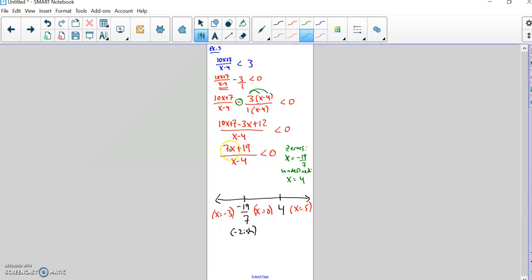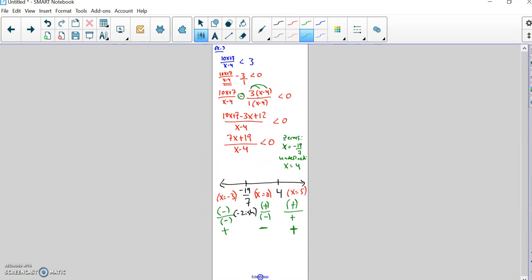So let's try negative 3. If I pick negative 3, 7 times negative 3 is negative 21 plus 19. That is a negative number. And then on the bottom, negative 3 minus 4 also gives us a negative, so a negative divided by a negative is a positive. Okay, if I pick 0, that should be easy. That's going to give me positive 19 over negative 4, so positive divided by negative is a negative. And then if I pick 5, 7 times 5 is 35, plus anything is going to give me a positive, as long as I'm adding a positive number. And then on the bottom, 5 minus 4 is positive 1, so positive divided by positive gives me a positive. Okay.